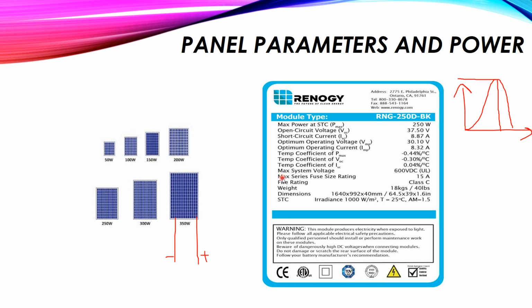Now you will find the maximum series fuse, the fuse which can be added in series with the panel as protection for the panel. The maximum fuse is 15 ampere. You will find also the weight and the dimensions and so on. So these are the specs, or the specification, of the panel itself, and we see the effect of temperature as we discussed in other lectures.